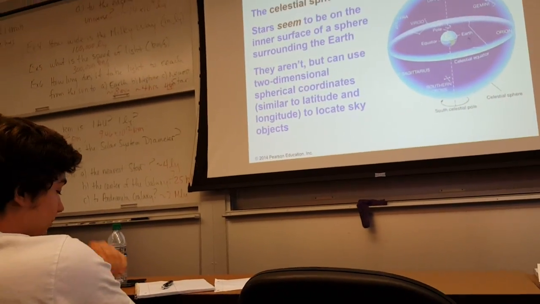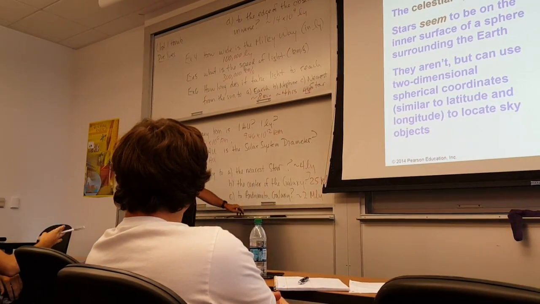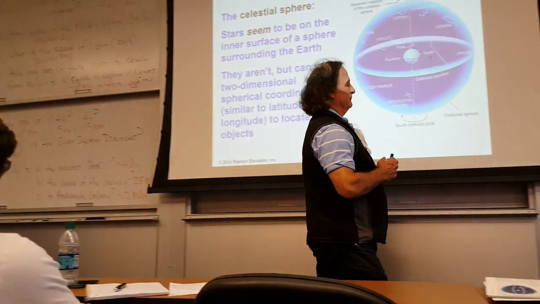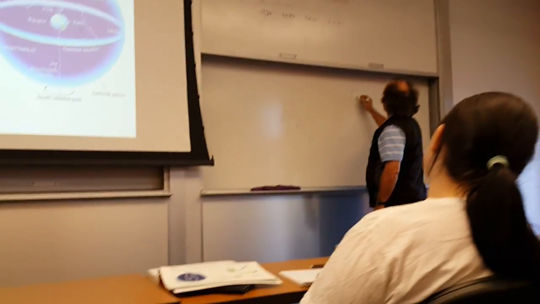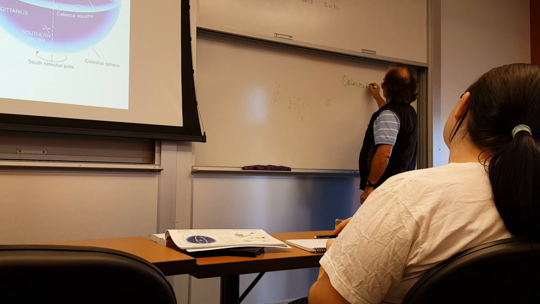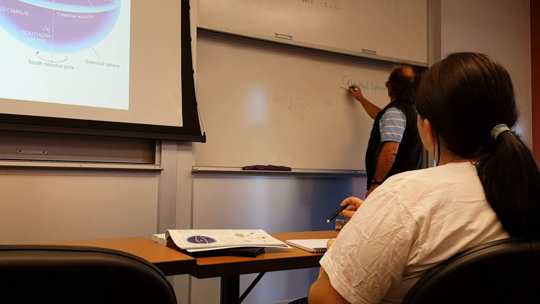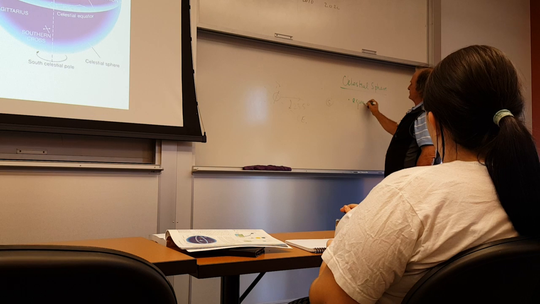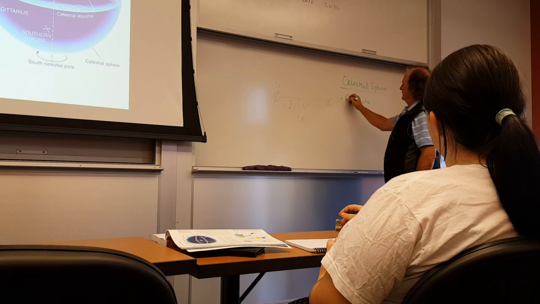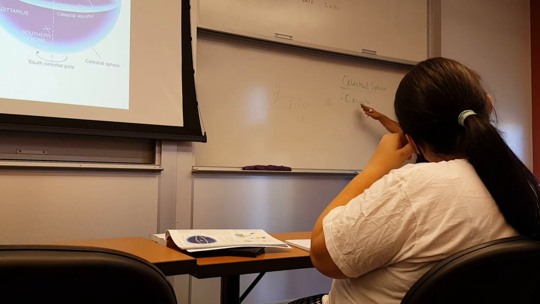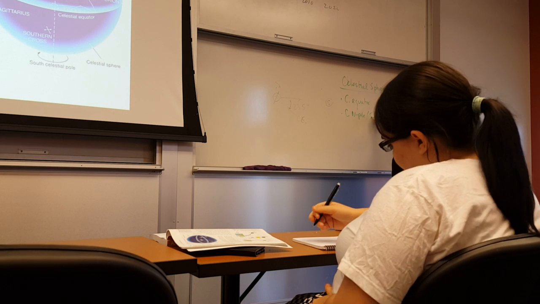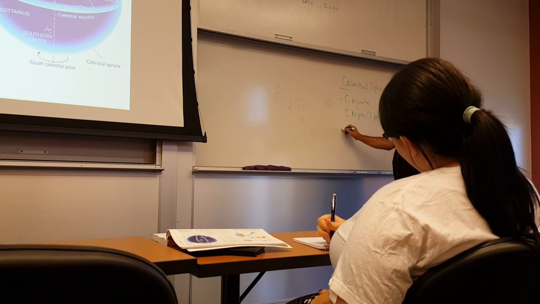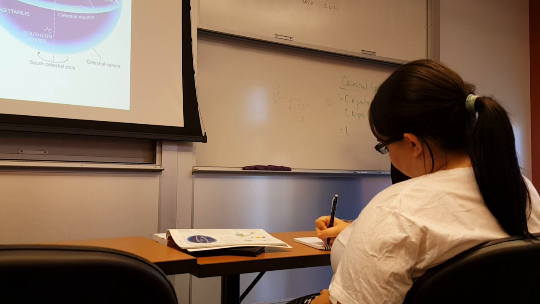Okay, so let's just list these things that we've been talking about. So the celestial sphere. Say there's the equator, I'll call it the celestial equator. When I prefix it with C, it means celestial. Celestial North Pole, South Pole. And there is the ecliptic.